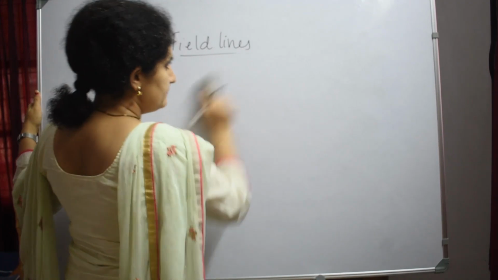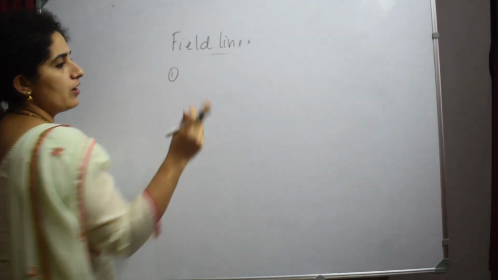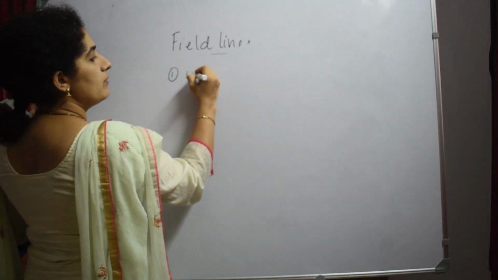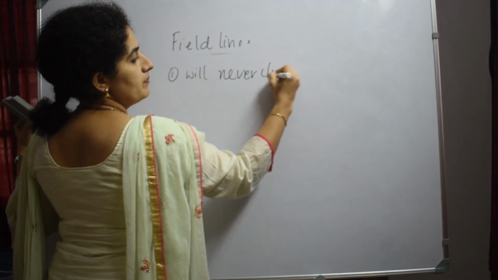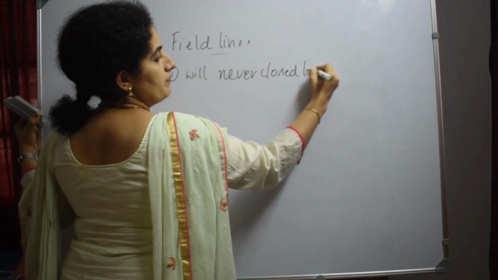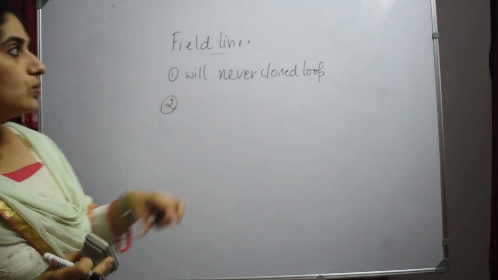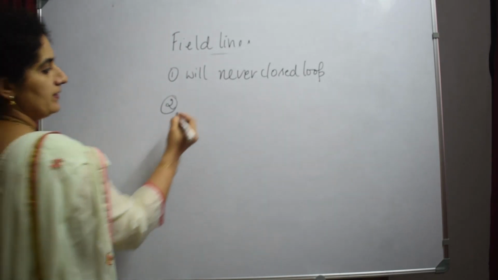First one is that they do not form any closed loop. Electric field lines will never form a closed loop. And the next one is that two or more electric field lines will never cross each other.